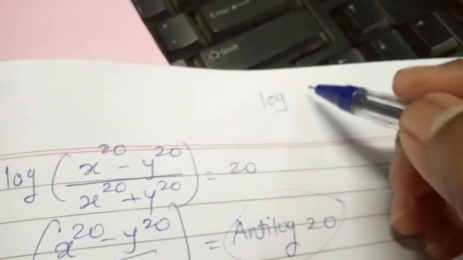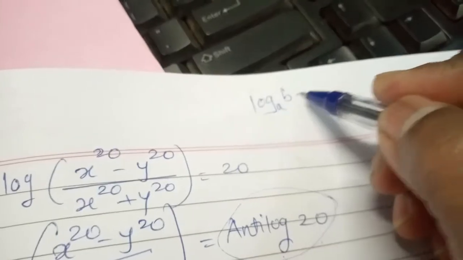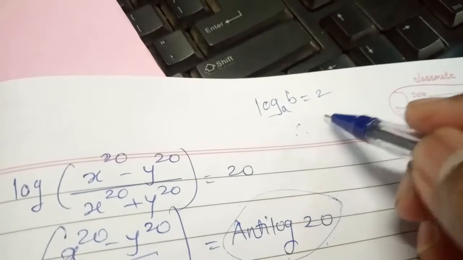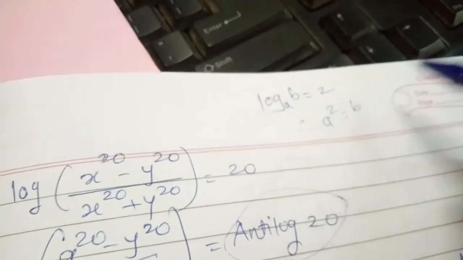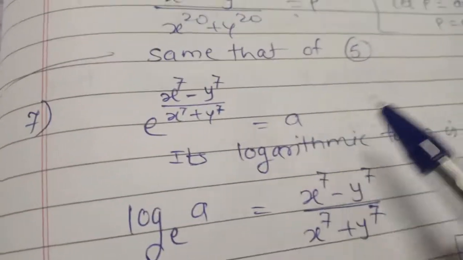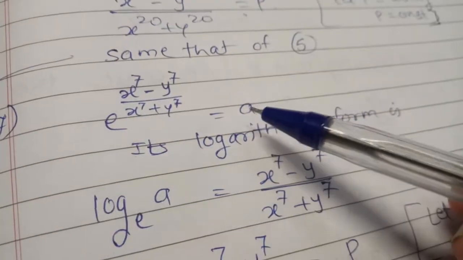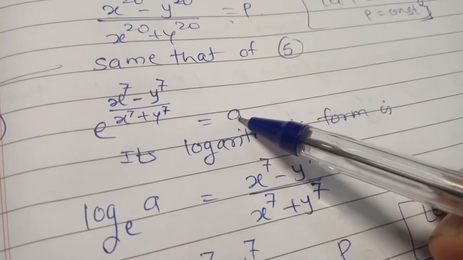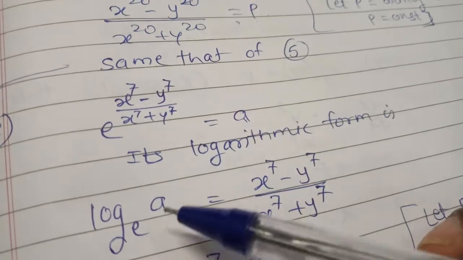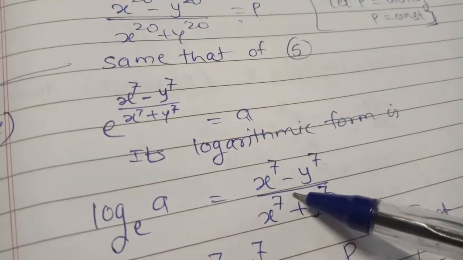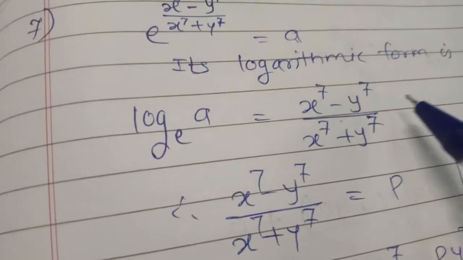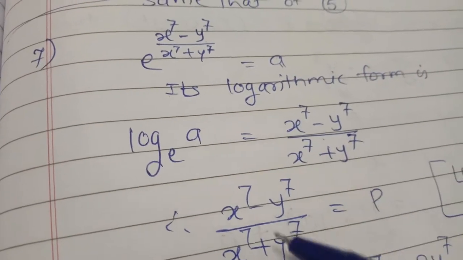You know how we used to write this: log of b to the base a is equal to 2, so we write it as a raised to 2 is equal to b. In the same way, we will write log of a to the base e is equal to this part, the power on the right side.